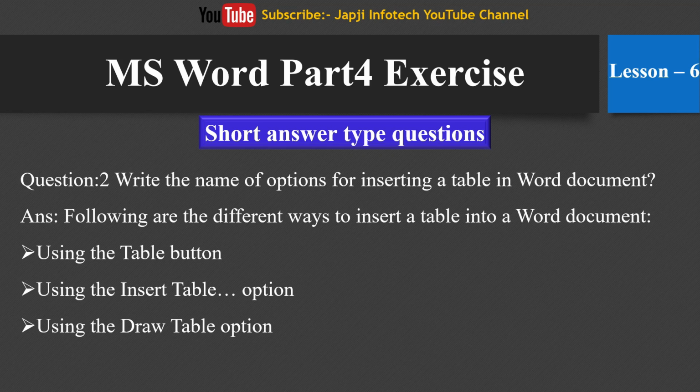Second one is: write the names of options for inserting a table in a Word document. So following are the different ways to insert a table into a Word document. The first one is using the Table button. Second one is using the Insert Table option, and third one is using the Draw Table option.